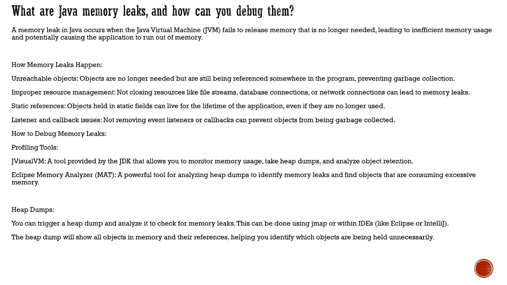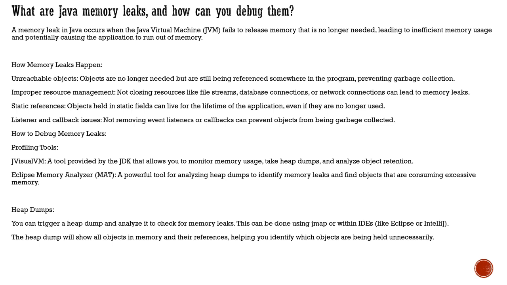Now, how does it happen? When you have some unreachable objects which are no longer needed, but are still referenced somewhere in the program, that is going to prevent garbage collection. Improper resource management, like not closing certain resources such as file or database connections, etc., can lead to memory leaks.